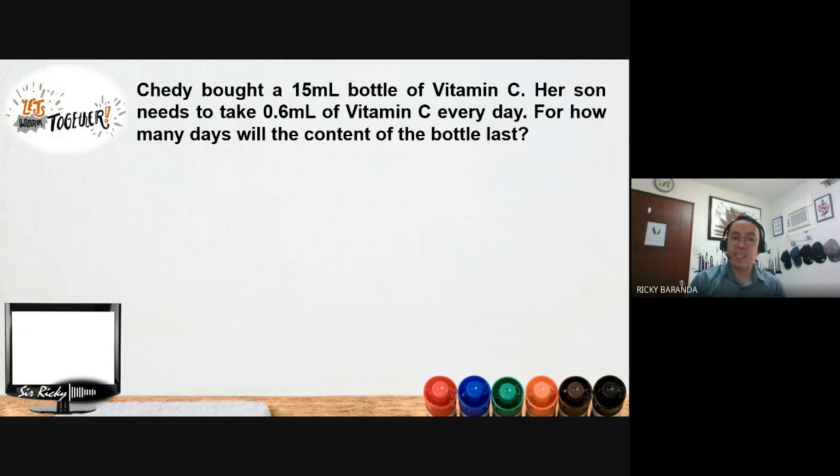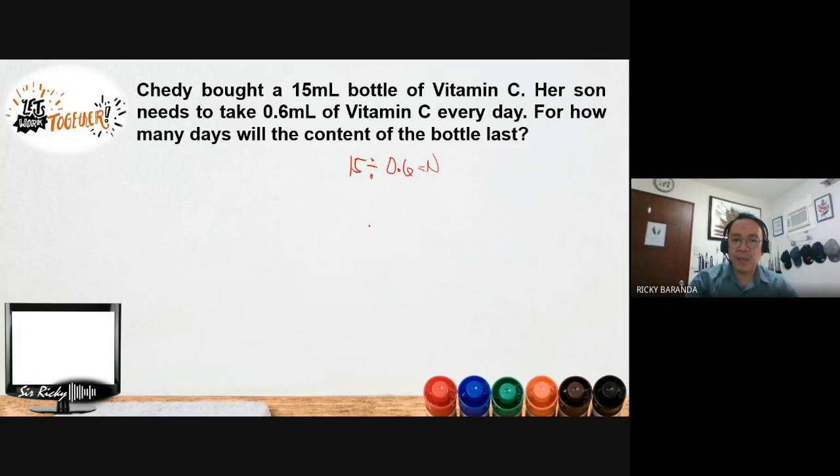Okay, so what did Chedi bought? Okay, he bought a bottle of vitamin C. How many ml? Content of the bottle. So 15 ml. So how many ml of vitamin C Chedi take every day? So 0.6. So kung 0.6 every day niya tinitake yun, so simple lang, ang tanong dyan ay ilang araw niya maiinom yung 15 ml. So the equation is 15 divided by 0.6 equals n.